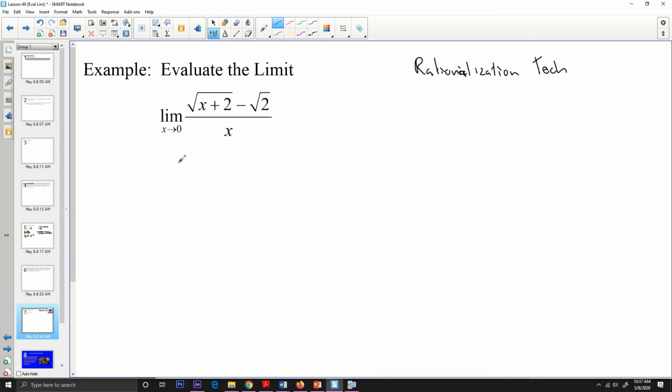All right, so we're going to use the rationalization technique, and we're going to multiply by a funky 1, to get rational values in the numerator.